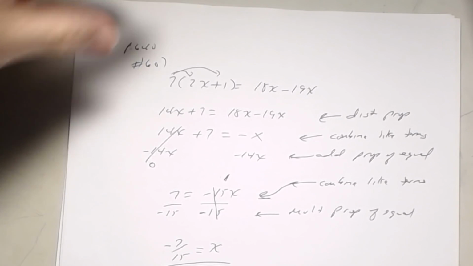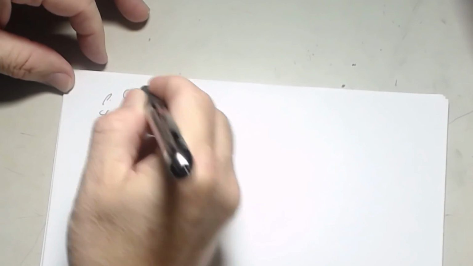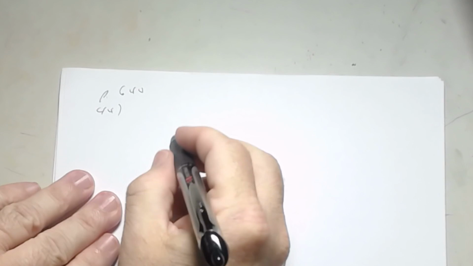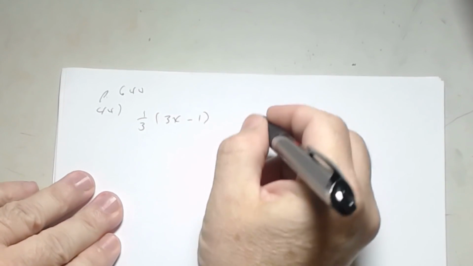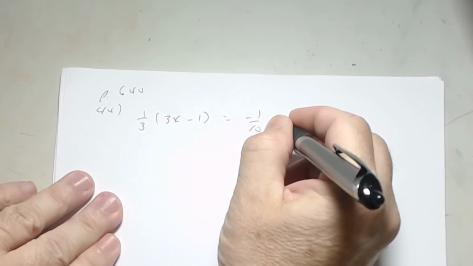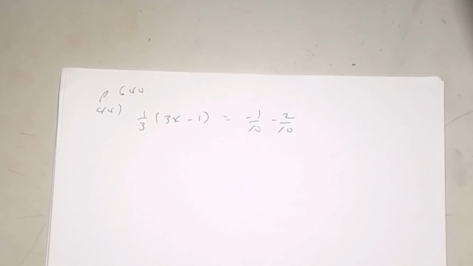All right. Okay, let's look at number 44. And that's on page 640. All right, here's 44. We have 1/3 times 3x minus 1 equals negative 1/10 minus 2/10. All right. So don't let the fraction throw you off. You can deal with fractions.